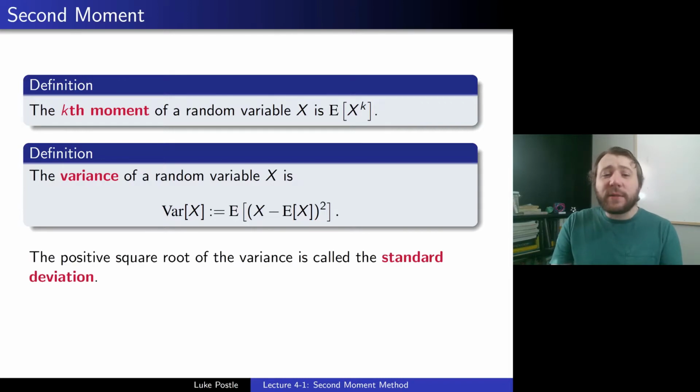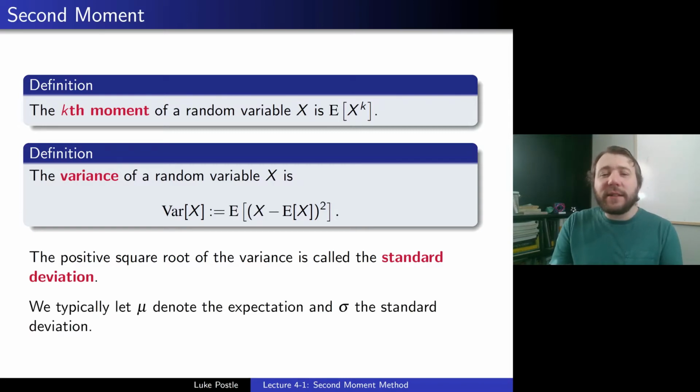Now, when we take the positive square root of the variance, that's called the standard deviation, another well-known term from probability. And for our purposes today, and perhaps going forward, when the random variable is clear, we're going to typically let mu denote the expectation and sigma the standard deviation. So the second moment method involves studying the variance.